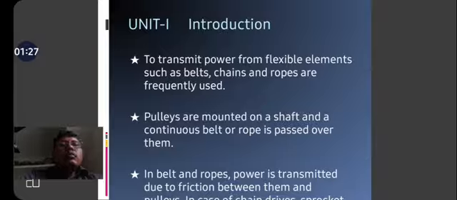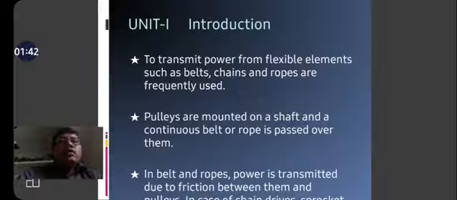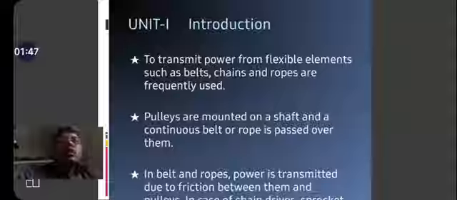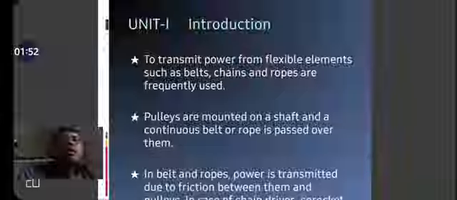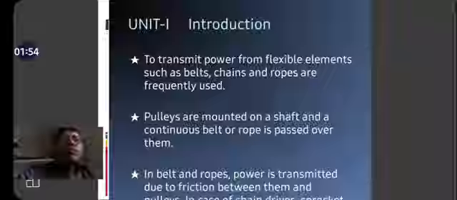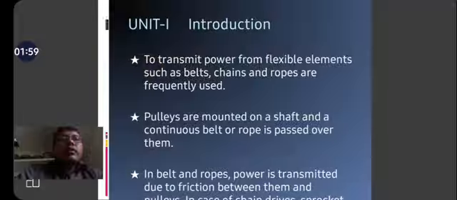Unit number 1, introduction about this unit. To transmit power, flexible elements such as belts, chains and ropes are frequently used. These are mounted over the pulleys on a shaft, and continuous belts or ropes are passed over them. In belts and ropes, power is transmitted due to friction between them.